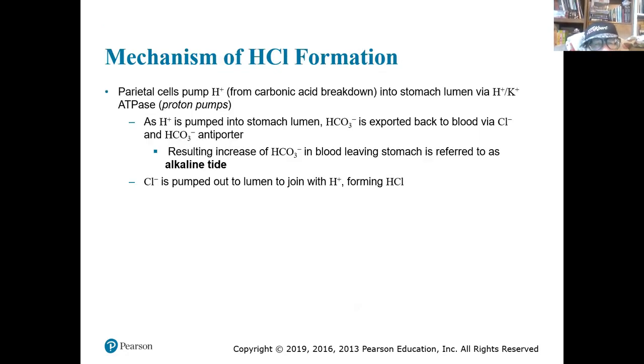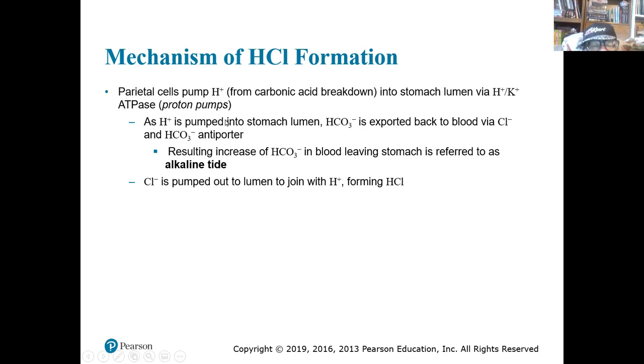So, all right, let's talk about how you make hydrochloric acid in the stomach. The parietal cells are, remember, those were the ones that in the diagram, they were in blue, but they were scattered. They were below the mucous neck cells. They pump hydrochloric acid from the breakdown of carbonic acid. They pump hydrogen from the breakdown of carbonic acid into the lumen. And they do this because we have hydrogen potassium ATPase pumps.